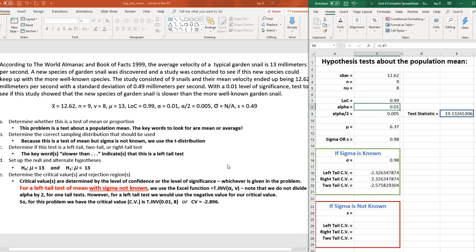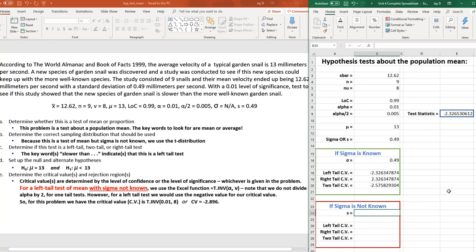Alpha is automatically computed as 0.01, and that matches what we're given in the problem. Alpha over 2 is also calculated by simply dividing alpha by 2. Mu for this problem, the value we're testing against, is 13. And sigma for this problem is 0.49. We need to know which of these two boxes to use. Remember, I have it labeled: if sigma is known, we use this one, but sigma is not known, so we go to this one.